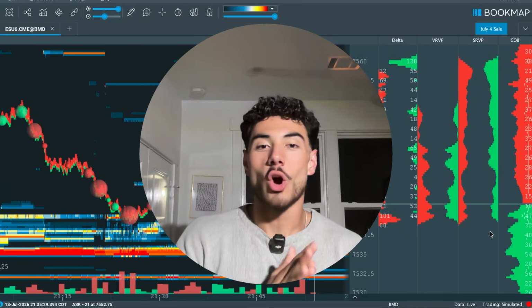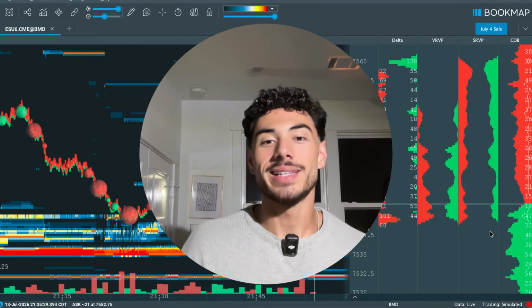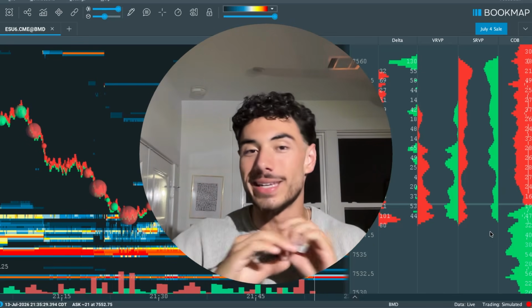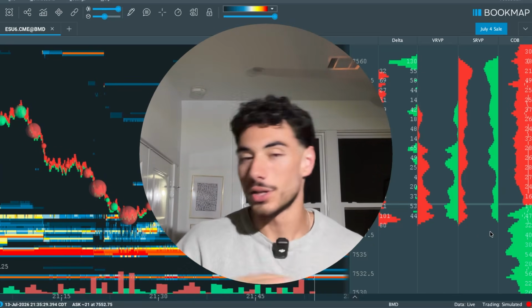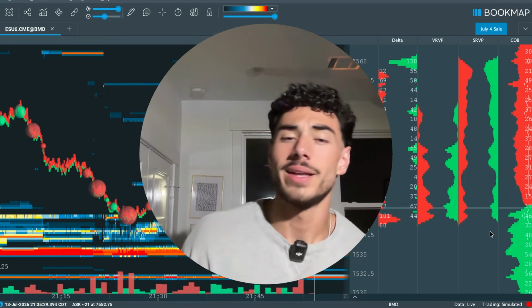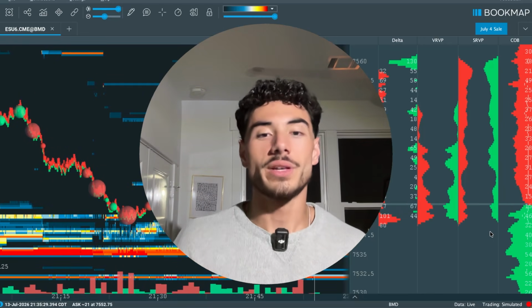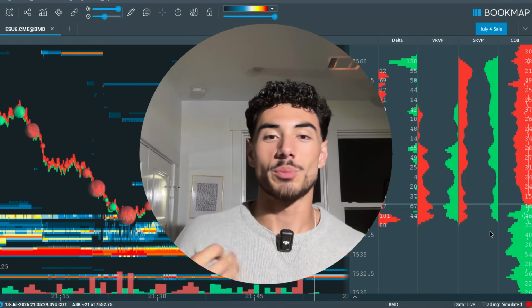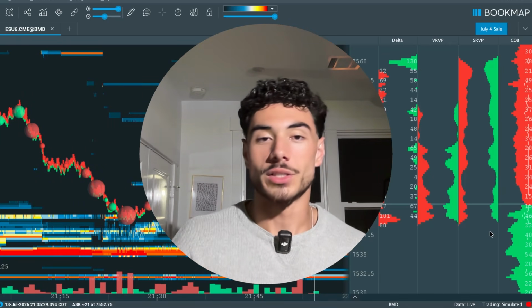Okay, most traders open Bookmap for the first time and immediately think the same thing. What the hell am I even looking at? A wall of colors, numbers, heat maps, volume, bubbles, order flow data everywhere, right? And the worst part, you know this information is supposed to give you an edge, but nobody actually explains what matters and what's just noise, okay?